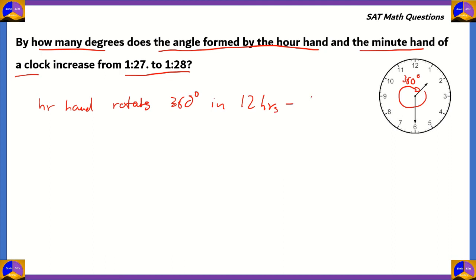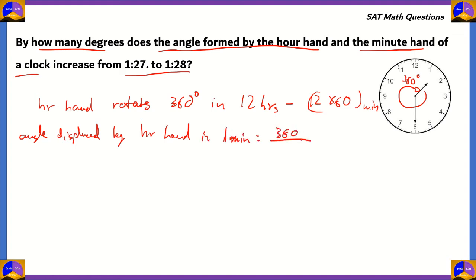And 12 hours is the same thing as 12 times 60 minutes. So therefore, the angle displaced by the hour hand in 1 minute will be equal to 360 divided by 12 times 60. So 0 gets cancelled with the 0 here. 6 goes into 36 6 times. So therefore, you'll get 6 divided by 12. 6 goes into 12 twice. So therefore, that's 1 by 2, which is equal to 0.5 degrees. So the angle displaced by the hour hand for every single minute is half a degree.